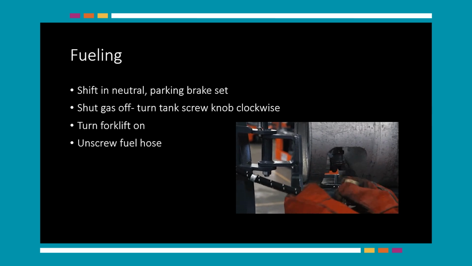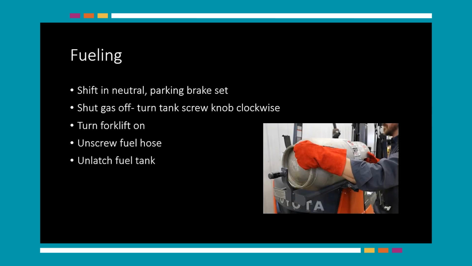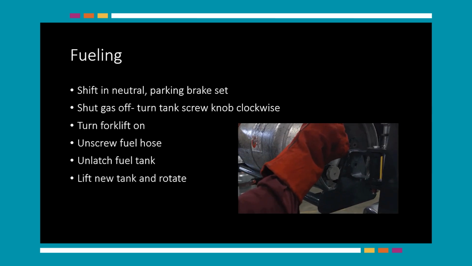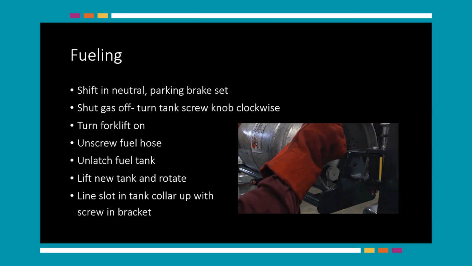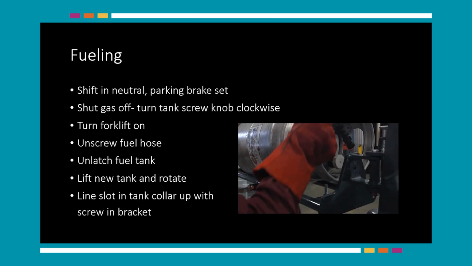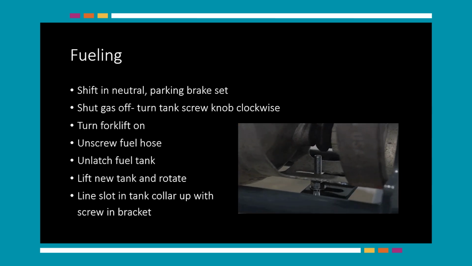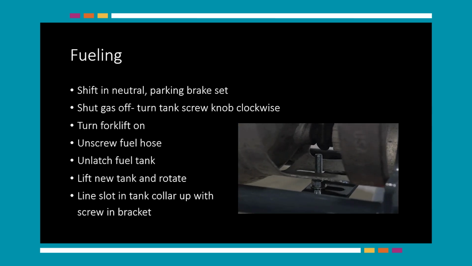Disconnect the fuel hose by unscrewing it. Unlatch the fuel tank and use 2 hands to remove it. Carefully lift the new tank and rotate the tank within the bracket. Line the slot in the tank collar up with the screw in the bracket. This locks the tank into place. When properly positioned, the propane tank pressure relief valve should point upward.